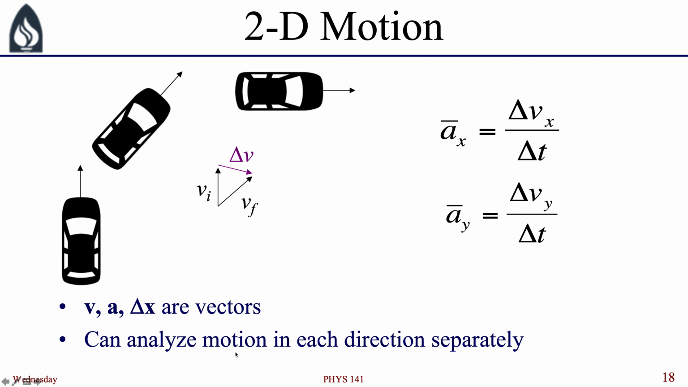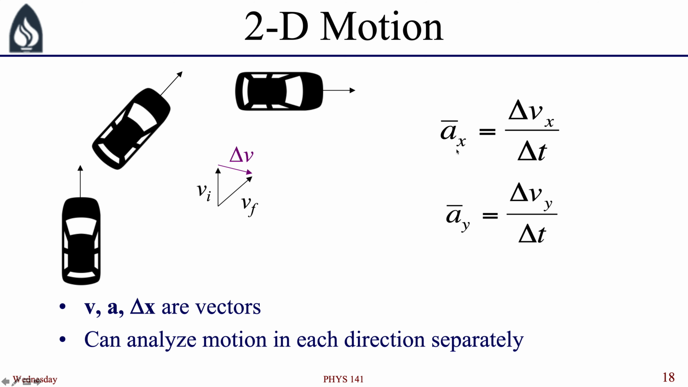So you can see in this example a car that's going around a corner. We can compare its final velocity and its initial velocity to find the change in its velocity in order to find its acceleration. Now, the velocity, acceleration, and displacement, we remember, are vectors. And it turns out it's possible to look at just one component at a time.